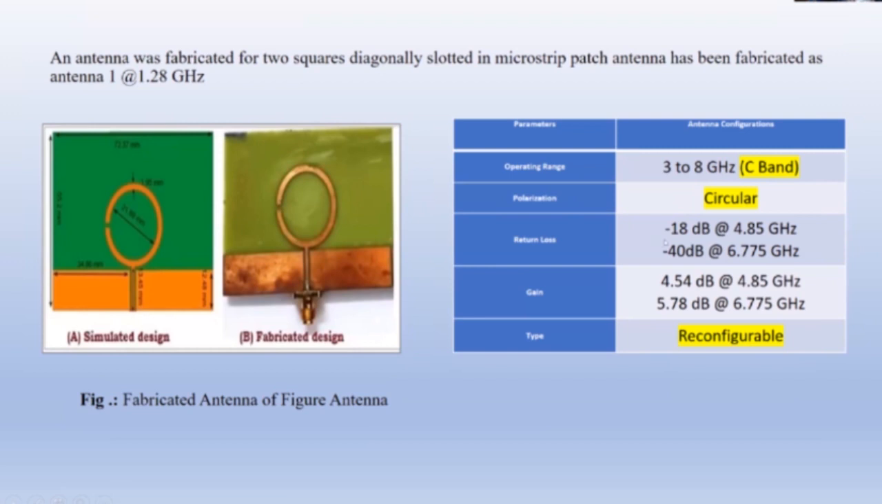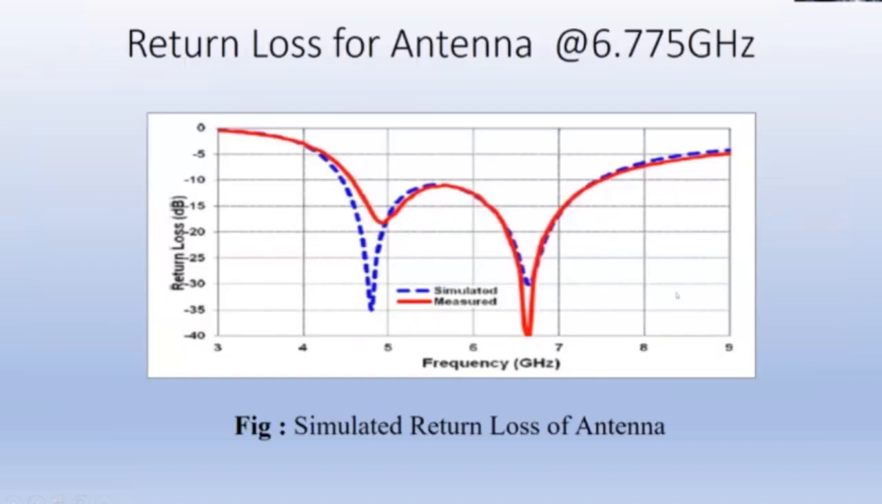These are the results: minus 18 dB at 4.85 gigahertz, minus 40 dB at 6.775 gigahertz. These are the gains which I have shown you in my earlier slide. At two frequencies it is operating, giving good return loss and gain. So I can say that it is reconfigurable also. This is the graph for return loss for the antenna operating at 6.775 and 4.85 gigahertz.